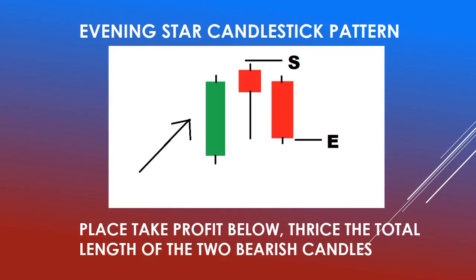The total number of pips, or the total length, is used as your take profit. If point S to E is 50 pips, then whenever you are trading this candlestick pattern, your take profit will be measured from point E downwards 150 pips. That is 3 times 50 pips, where 50 pips is the pip length of point S to point E.